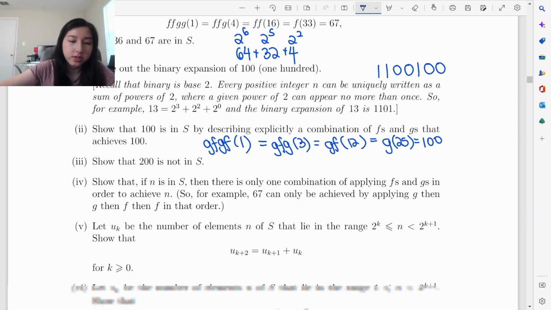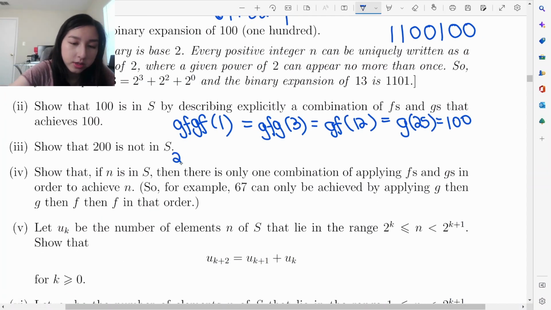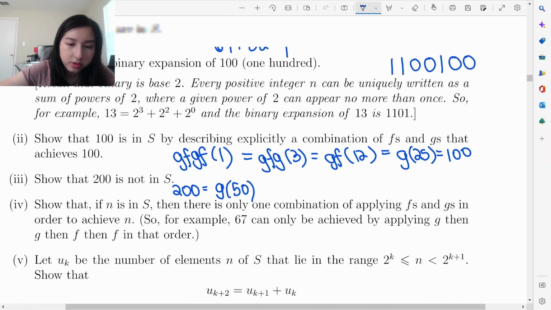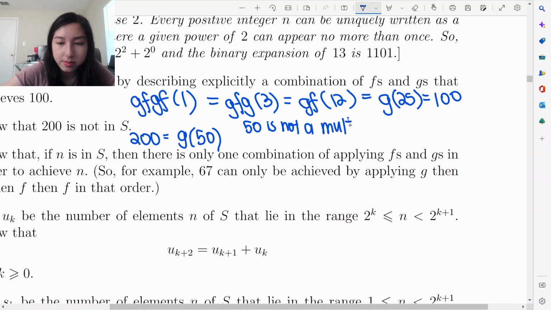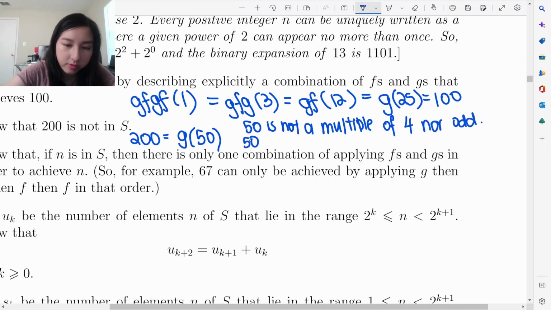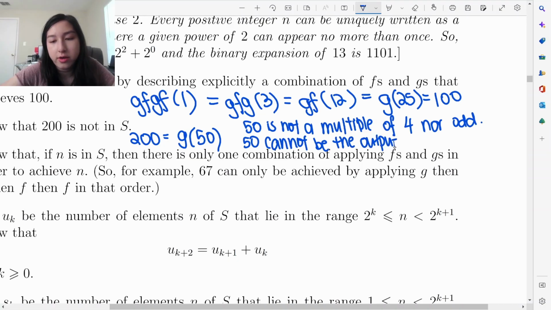Show that 200 is not in S. Okay, so 200, if we go backwards, is g of 50 because it's a multiple of 4, and 50 is not a multiple of 4, nor odd. Do I have to write everything here, in the small spaces? 50 cannot be created. 50 cannot be the output of g or f.